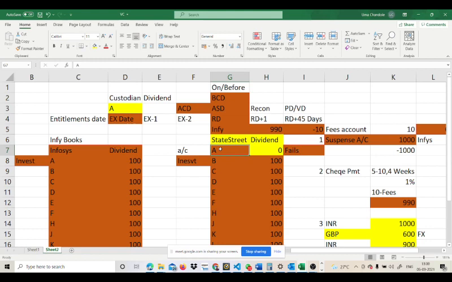If they are not able to confirm the break, then you can go ahead with another point. Then you can reach out to the custodian.